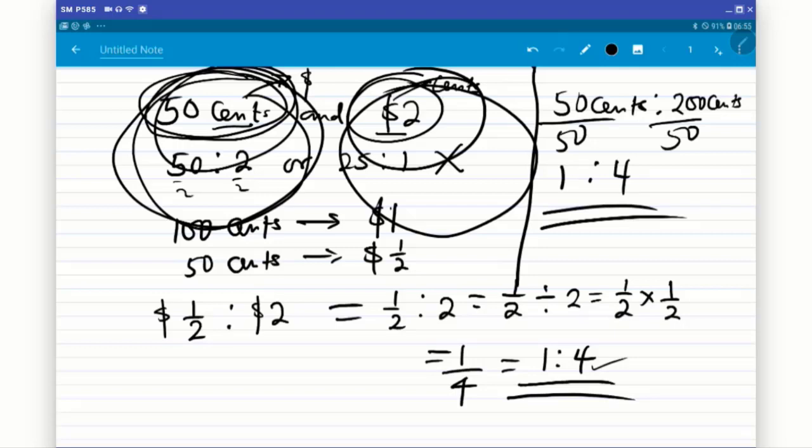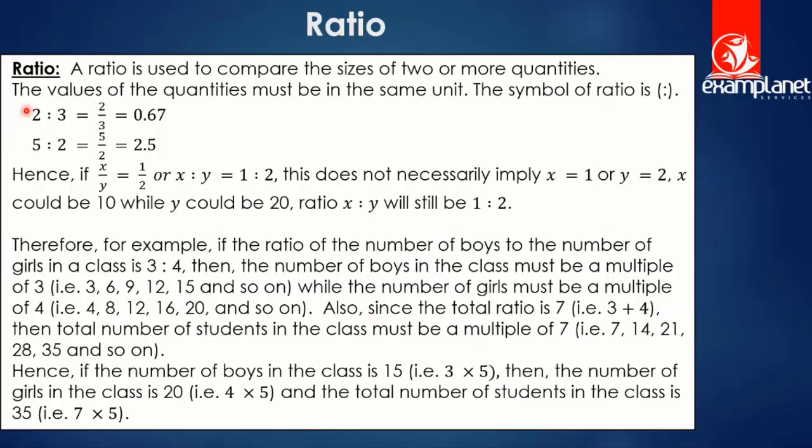So that's what we are talking about. The two quantities must be of the same unit. Okay, now moving on. 2 ratio 3 is equal to 2 over 3, and that's 0.67, just like what I just showed you. We express our ratio as fractions. So 2 ratio 3 is the same thing as 2 divided by 3, and in decimal that's 0.67. 5 ratio 2 is the same thing as 5 over 2, which is equal to 2.5 in decimal.